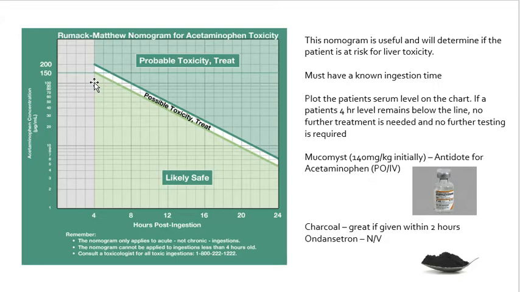So Mucomyst is the antidote for Tylenol overdose. It can be given by mouth or IV. The initial dose is 140 milligrams per kilo. Charcoal is great. We can definitely use that, but it's really only great if given within 2 hours of ingestion. So again, you really have to know that ingestion time. We have ondansetron, also known as Zofran, and it can be a great medication to treat nausea and vomiting.